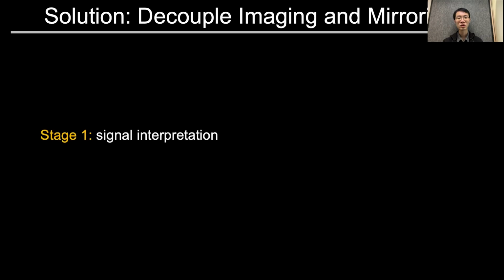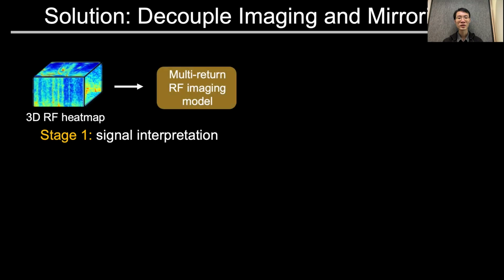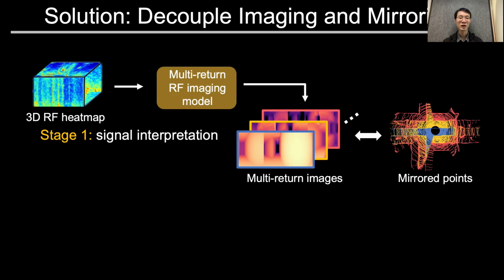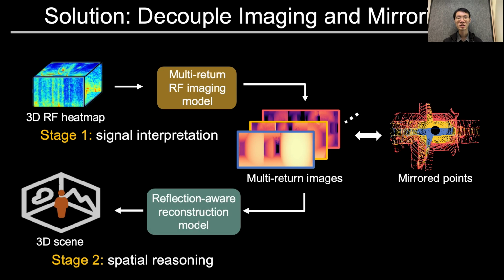In the first stage, we interpret the radar signal. We use an imaging model to extract both direct and hidden geometry from the IF heat map. This gives us range images that show the total travel distance for each bounce. With these images, we have both line-of-sight and non-line-of-sight points, but they appear at mirror locations. Then, for the second stage, we perform spatial reasoning. The model determines the true position of these mirror points and refines the 3D scene.